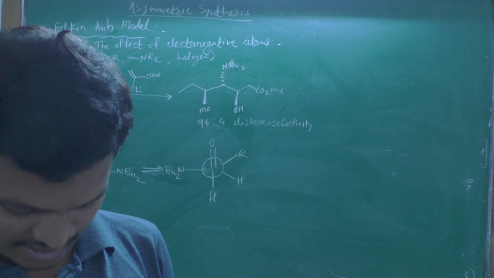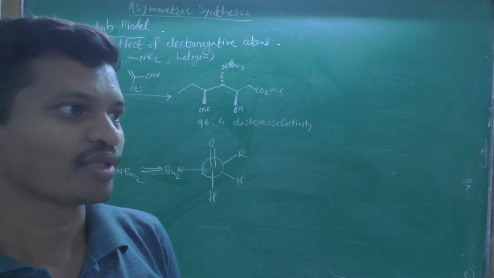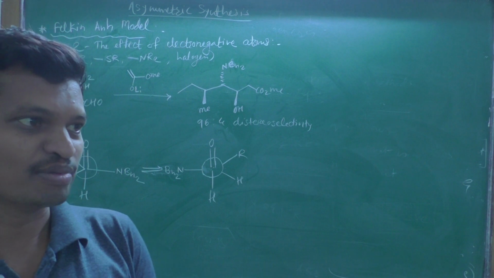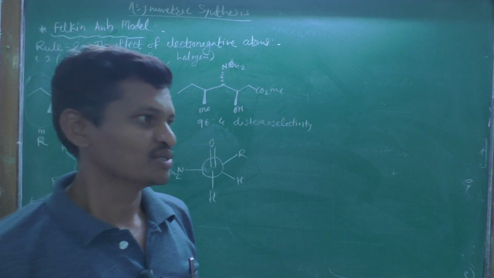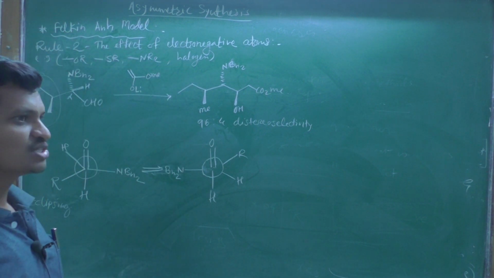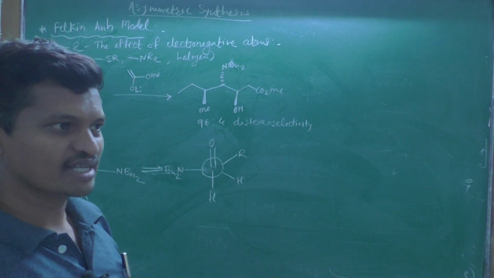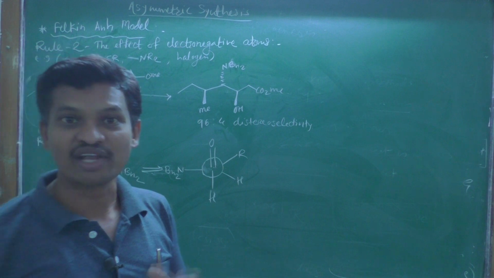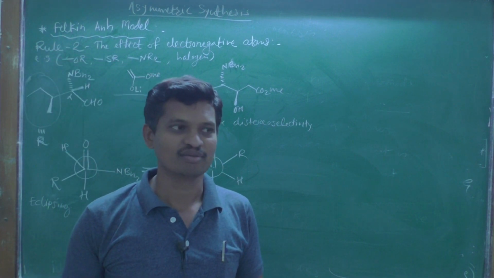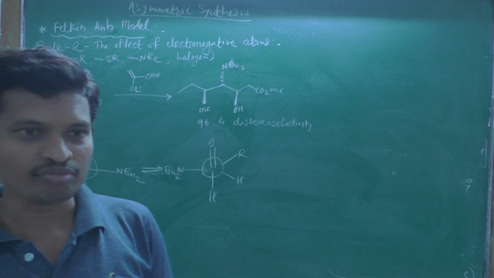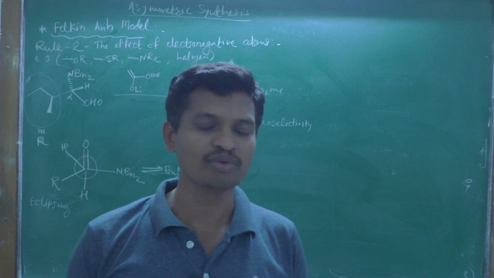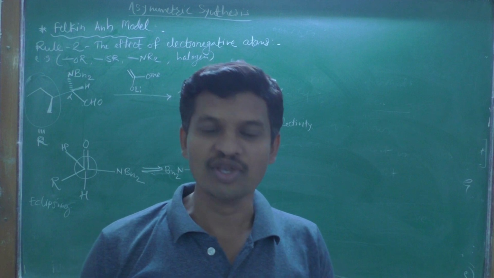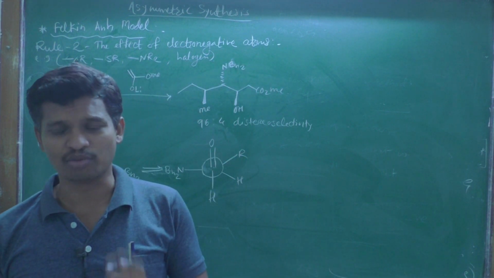We were discussing the asymmetric synthesis from the stereochemistry CHO 352. Up to this we have seen the different concepts of asymmetric synthesis, and we have started the Felkin model for the stereoselective nucleophilic attack of a nucleophile on the carbonyl carbon atom.